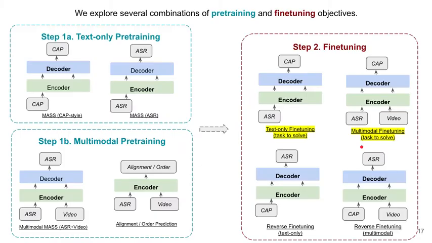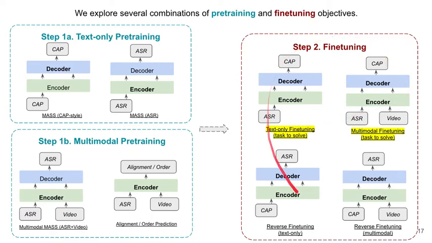Pre-training and fine-tuning objectives. We investigate various combinations of them, and we'll give the results after we present the different objectives. So let's start with the pre-training objectives. We consider both text-only pre-training and multimodal pre-training. In text-only pre-training, we'll use either caption style or ASR transcript data, while in multimodal pre-training, we'll also consider ASR plus video data, which is something we usually get when we use video datasets such as YouTube 8 million.